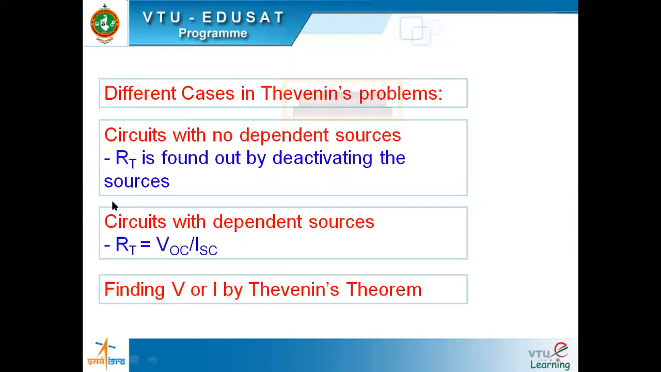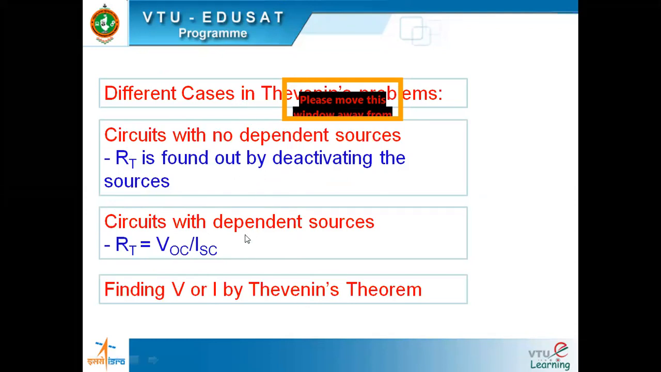See, the different cases that I just told you, right? The first case is circuits with no dependent sources. RT is found by deactivating the sources. Second case is circuits with dependent sources, wherein RT is found as VOC by ISC. What is the third? Finding V or I by Thevenin's theorem. So these are the three different cases we have seen in Thevenin's theorem. Now let's see that.